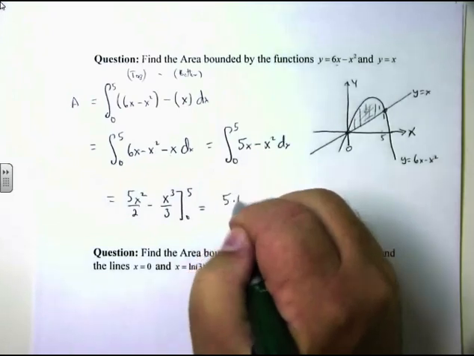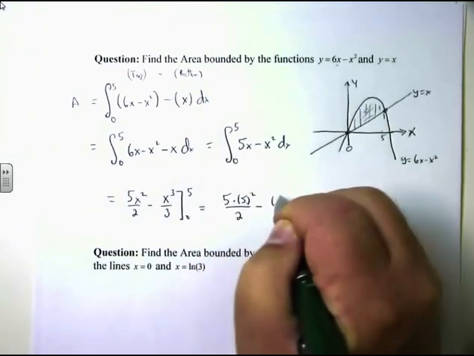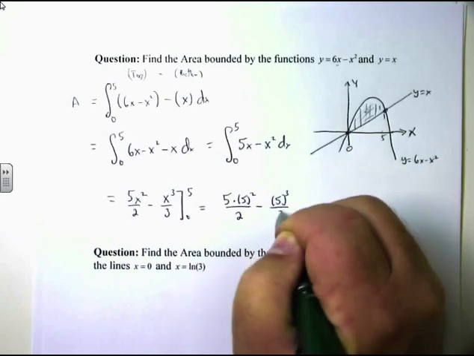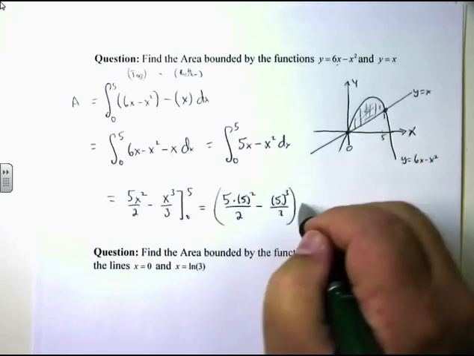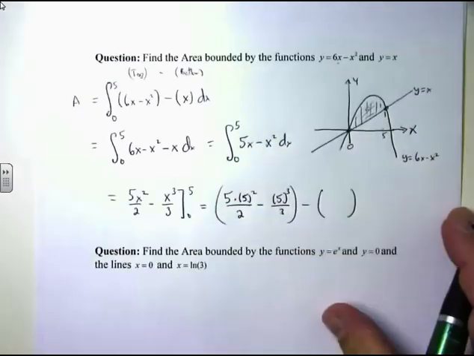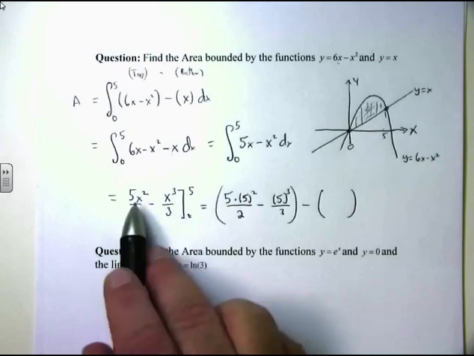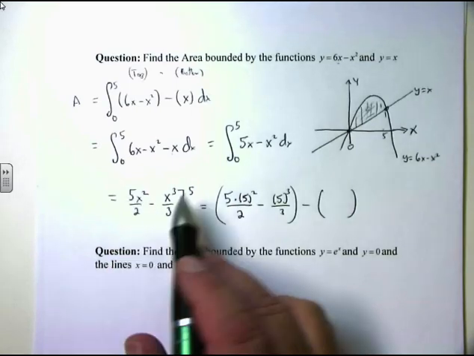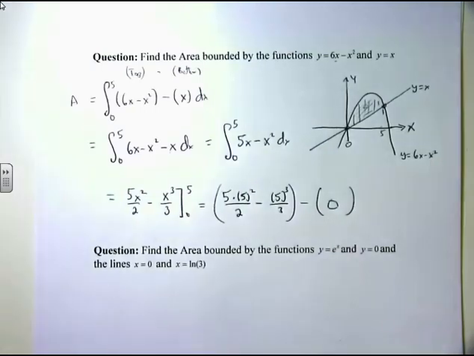This will be 5 times 5 squared over 2 minus 5 cubed over 3. Plug in top minus plug in bottom. But the nice thing about plugging in 0 in this particular function, be careful with the functions though, 0 squared is pretty much 0 times anybody is 0. 0 cubed is still 0. 0 minus 0 is still 0. So now all I've got to do is clean up this thing.